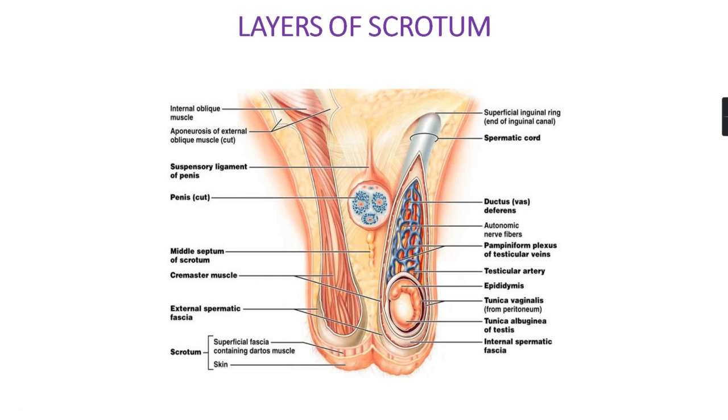So I repeat, the layers of the scrotum from outside to inside are skin, dartos muscle in place of superficial fascia, then external spermatic fascia, cremaster fascia, and internal spermatic fascia.